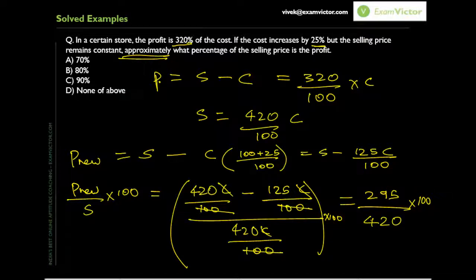Now they want us to calculate approximately. Look at your choices. You have 70%, 80%, 90%, none of the above. So 295 by 420 is almost 300 by 420. If it was 300 by 400, that would have been 75%. But it is 300 by 420 instead of 400, right? So this has to be less than 75% because the denominator is higher than 400. So that means your answer is going to be A, 70%.